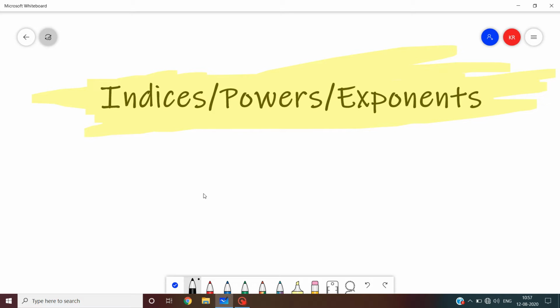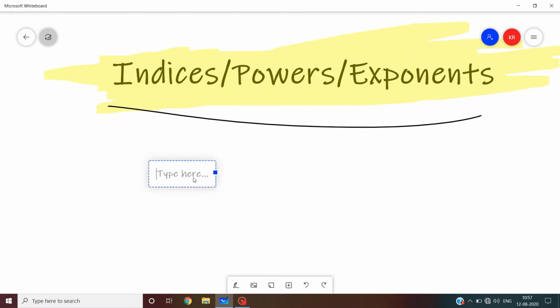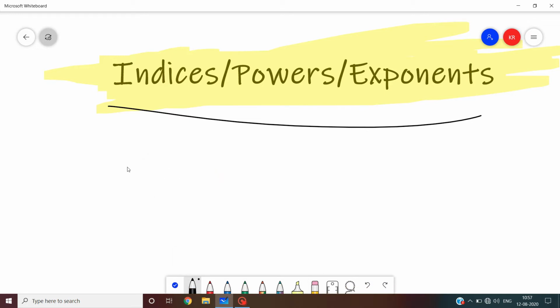Today I'm going to deal with some basic mathematics named indices. Before going into the topic, let's see some basic mathematics. We have some basic mathematical operations like addition, right? Subtraction.